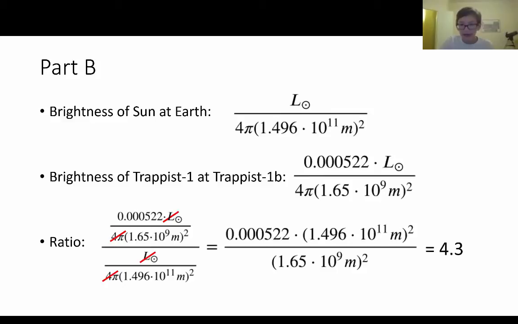And calculating this out, we get a value of about 4.3. And what this means is that the temperature on TRAPPIST-1b will be about 4.3 times the temperature on Earth. So it is definitely not hospitable.